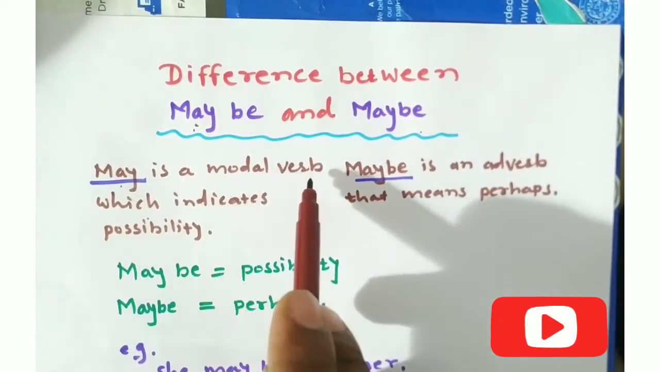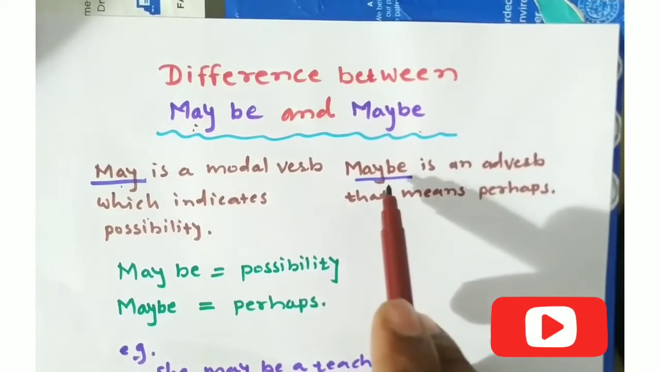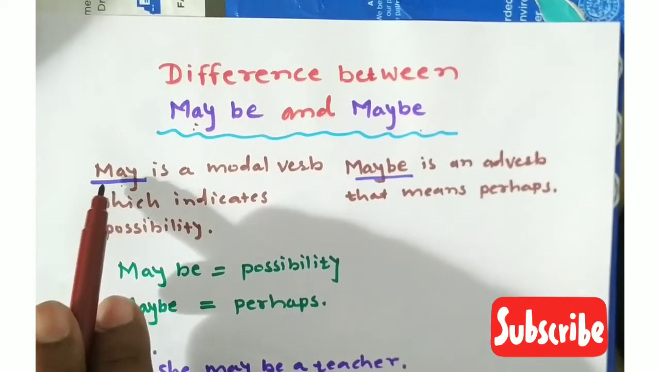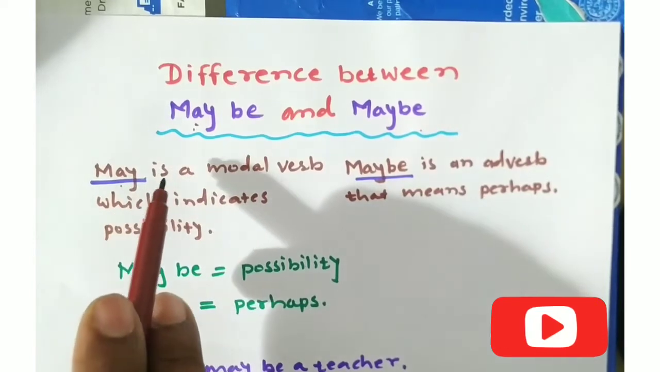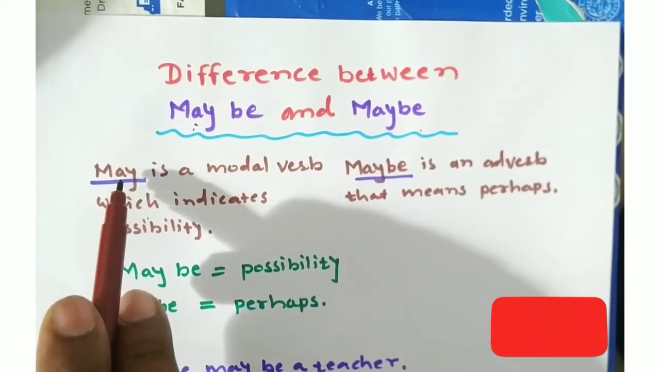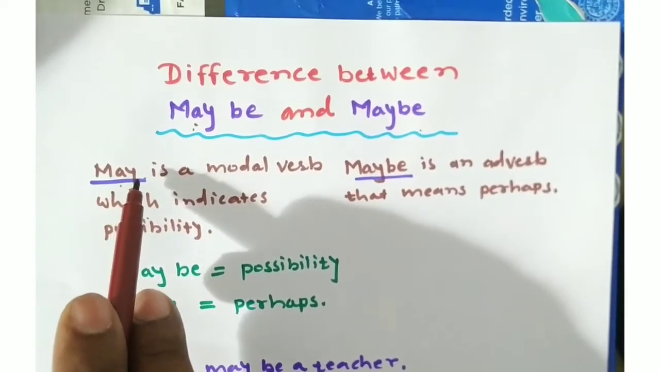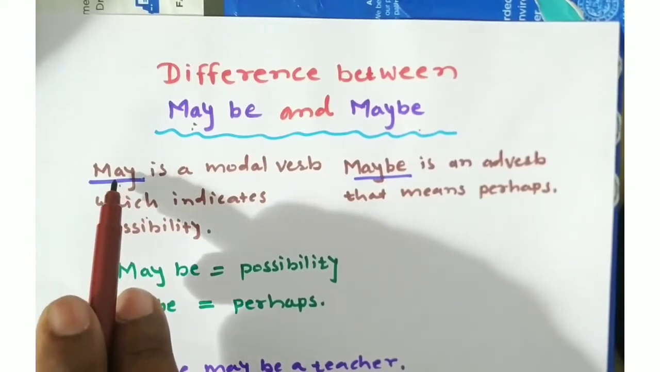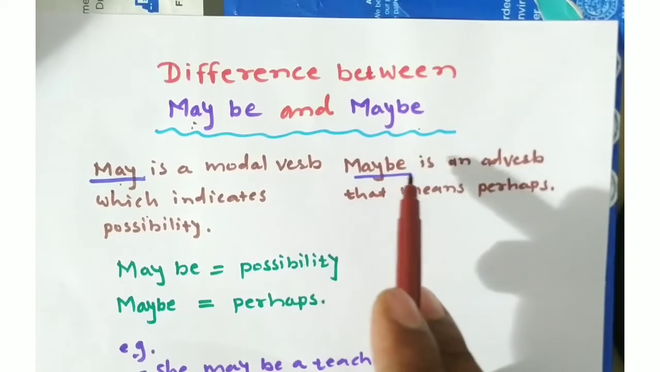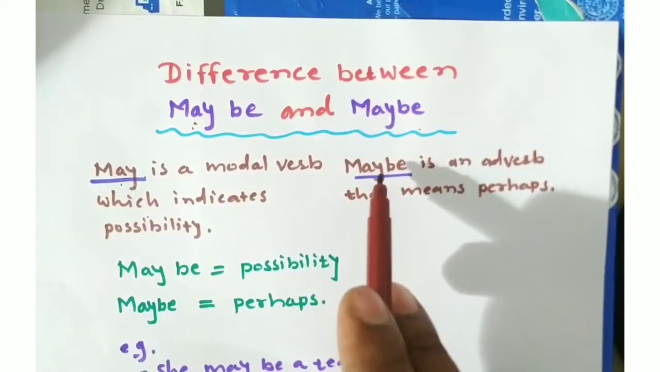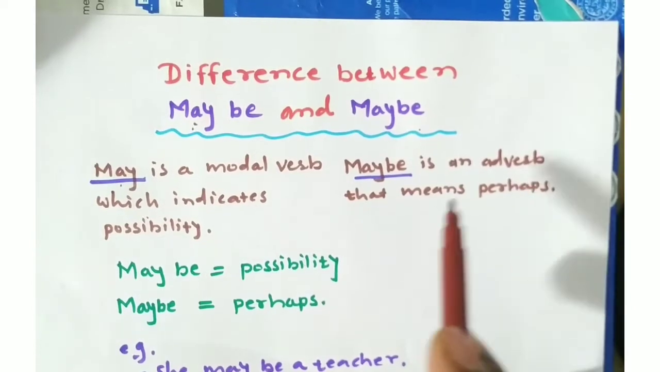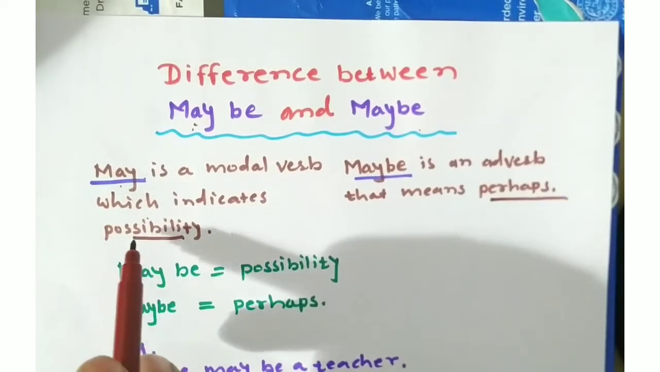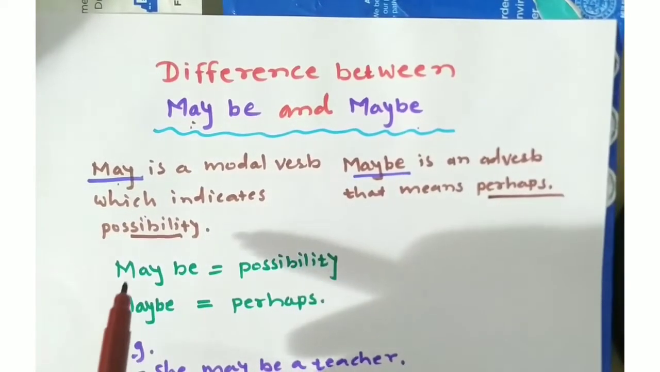"May" is a modal verb which indicates possibility, and "maybe" is an adverb that means perhaps. Look at these two words carefully. Here, "may" plus "be", when "be" follows "may", that time it functions as a helping verb, a modal auxiliary verb. But when "be" is part of the word, and it is a single word, that time it functions as an adverb, and it means perhaps. And "may" means possibility.